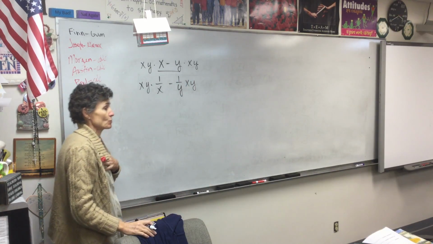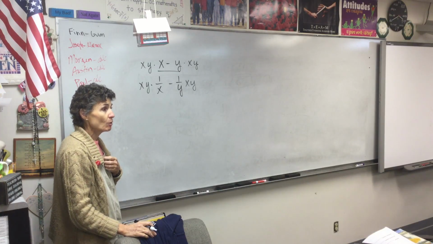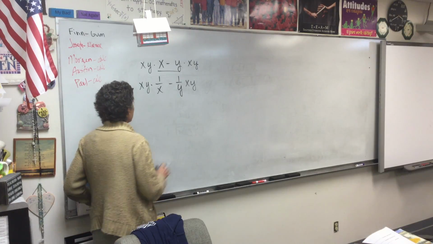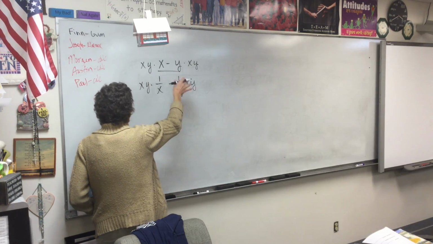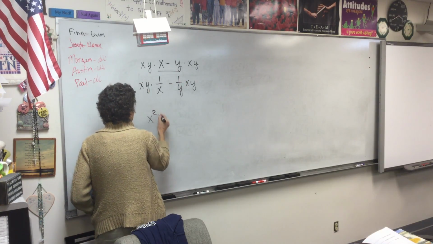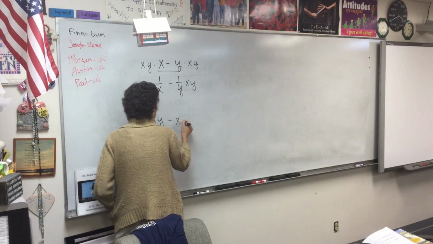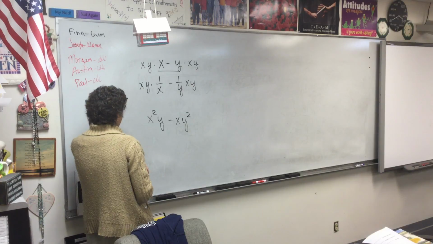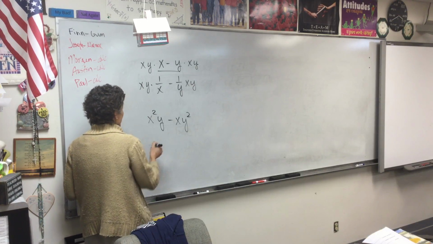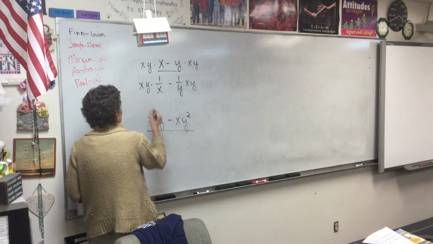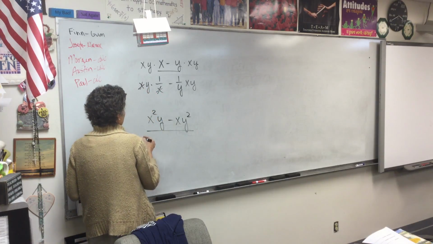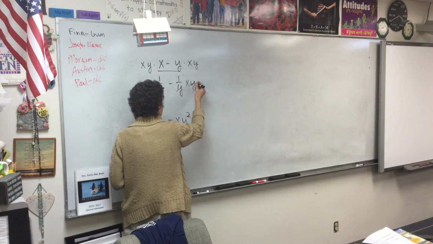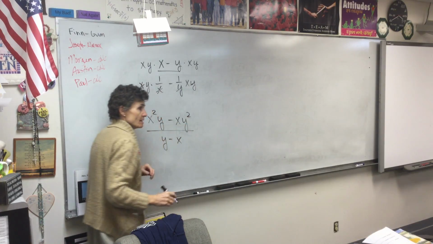You might have a different strategy, and that is perfectly okay, but ultimately we have to end up with the same answer. Now, on top, nothing cancels for me on the top, so I'm left with x squared y minus xy squared. But what happens on the bottom, and this is why I did this. The x's cancel, and all I have left is y. And then the y's cancel, and all I have left is x.